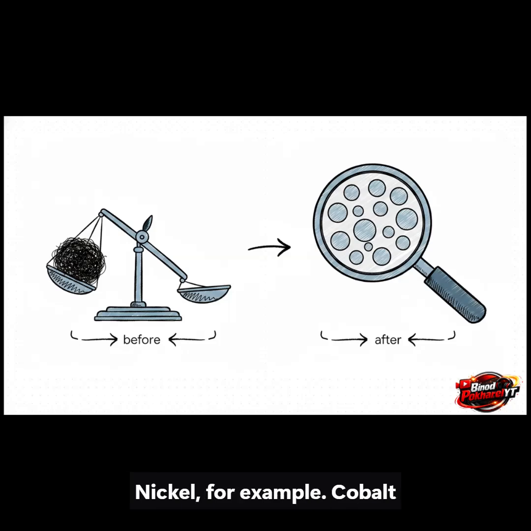Take cobalt and nickel, for example. Cobalt is actually slightly heavier than nickel, so if you're going strictly by mass, nickel should come first. But their chemical properties screamed that cobalt belonged before nickel. It was a massive puzzle until a scientist named Henry Moseley made a huge breakthrough.